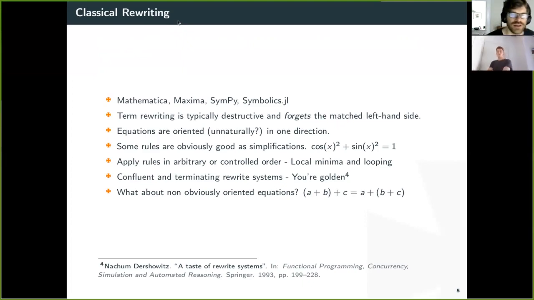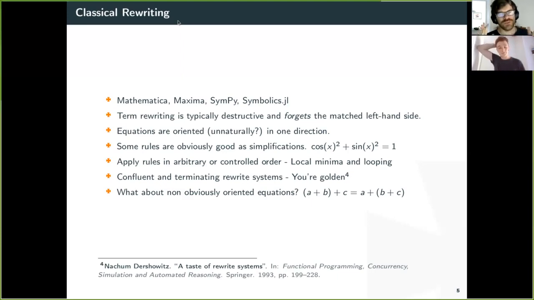Okay, so in doing this, equations are oriented maybe unnaturally in one direction. You're turning an equation, which is a bidirectional concept, into a rewrite rule, which is a unidirectional concept. Now, some rules are obviously good as simplifications, if simplification is what you're trying to do. So cosine squared plus sine squared equals 1, that's a pretty good rewrite rule. It's really reducing the size of the term. So most of the time, you're going to want to write that left to right. But in the systems that do this, you have to pick a controlled order, or they just apply the rules in an arbitrary order. And it turns out that it's not always a good order. You can end up in local minima, or you can end up in loops.